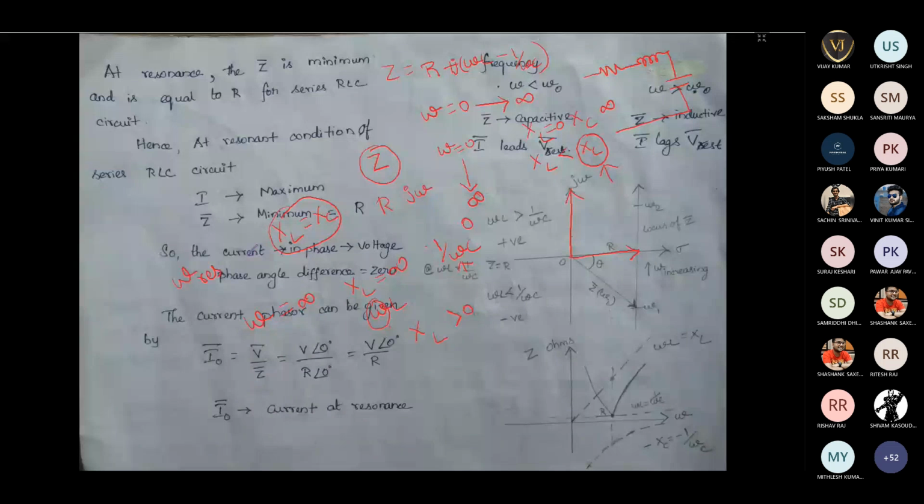If you plot omega from 0 to infinite and see the change in Z for that omega value, initially you will get the resultant Z in the fourth quadrant, because here it behaves like a capacitive circuit. In a capacitive circuit, the overall impedance has a certain angle, lagging with respect to the real component. We have seen in the phasor diagram of the RC circuit that the current leads the voltage.